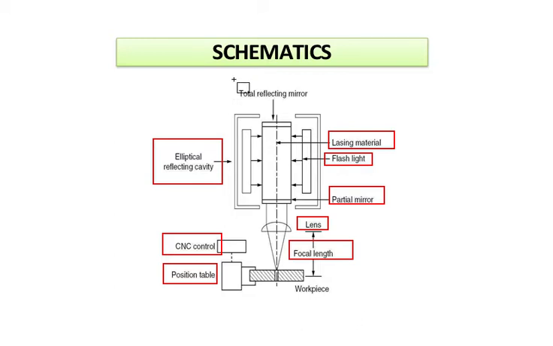And the total reflection mirror, you can see this is the upper portion. There is a reflectivity cavity. This is the cavity, this is the flashlight, and this is the lasing material. The partial mirror is this one, and there is a lens for focusing your laser beam onto this particular workpiece. In this particular section you can see the material is getting removed by melting and vaporization.